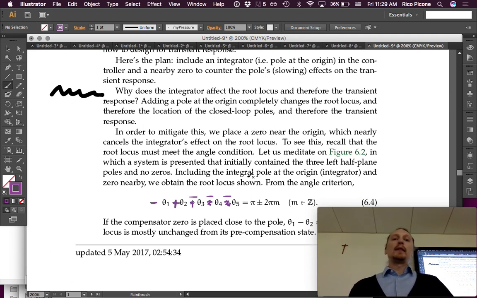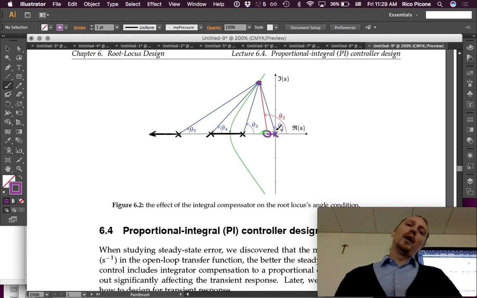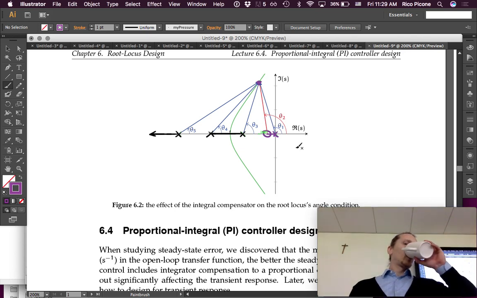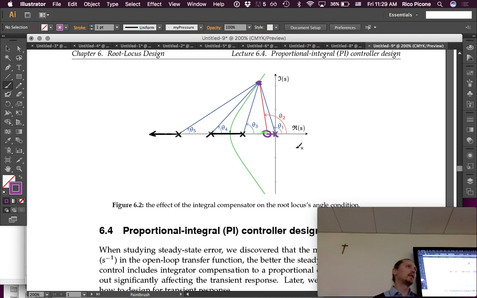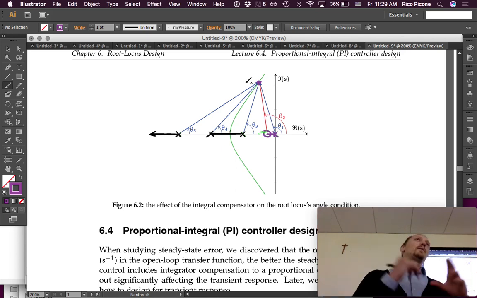So what happens if the pole and the zero are close to each other? How are theta 1 and theta 2 related? Yeah, they're very, very similar to each other. And so their angle contributions have opposite sign, right? And so they virtually cancel. They don't completely cancel, but they virtually cancel. And therefore, we shouldn't affect the root locus that we had very much, as long as they're close.